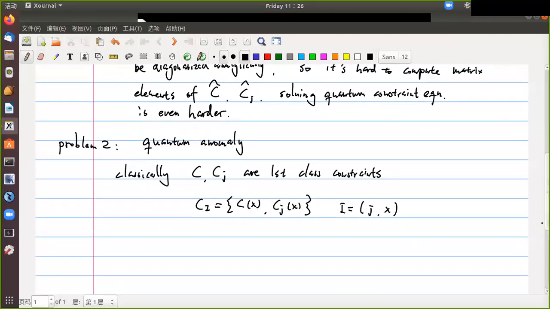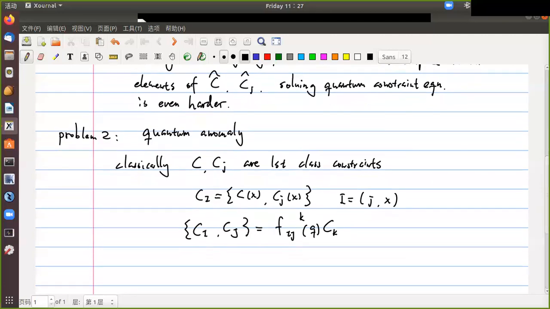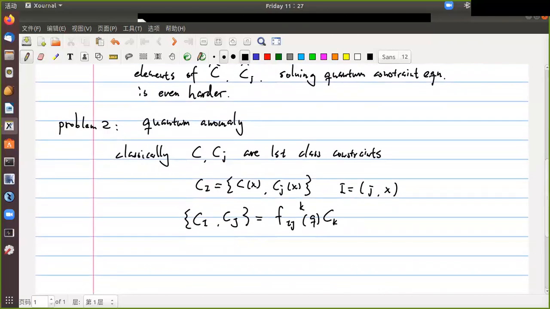Being first class means that the Poisson bracket of C_i with C_j equals F_ijk C_k. This means the constraint algebra is first class, and F_ijk is a structure function, so it depends on Q. It depends on the phase space point. F_ijk is a phase space dependent function, and C_i, C_j, C_k are of course also phase space dependent functions.